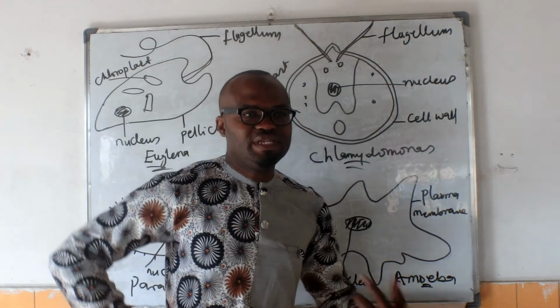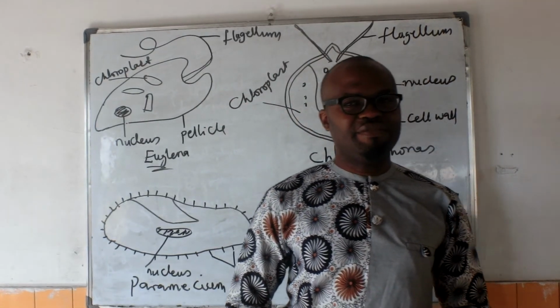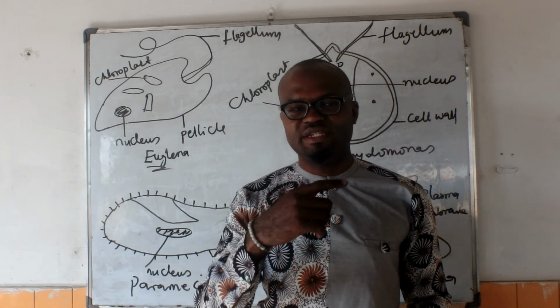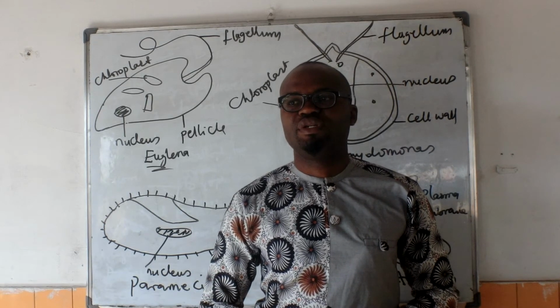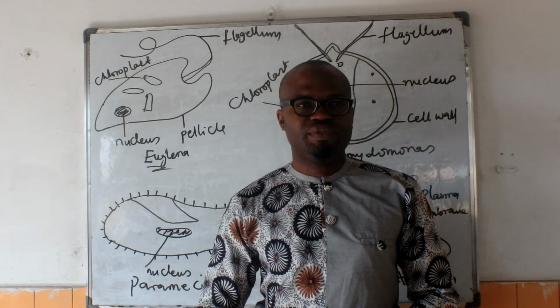So take note of these organisms, take note of their shapes. Their shapes are very, very important. You're supposed to know how to draw them and identify the other parts inside them, so that when you see such questions in your JAMB, you should be able to handle them effectively.